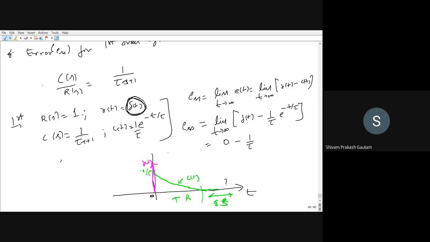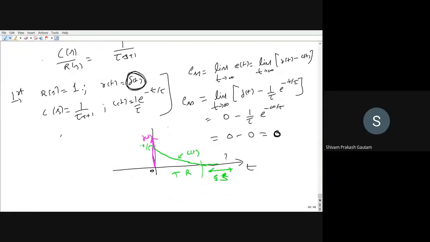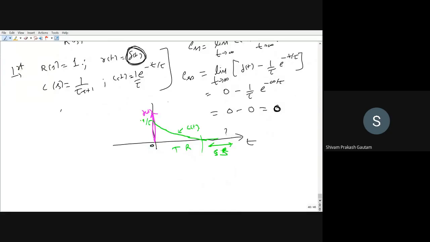That is 1 upon tau e to the power minus t upon tau. With t infinite, this will be equal to how much? 0. E to the power minus infinite is 0. So e_ss will be 0, right? Now we will try to calculate what it means that at infinite, or at steady state, our error is 0. Error is 0 means the difference between input and output is 0, which you can also observe in this part.